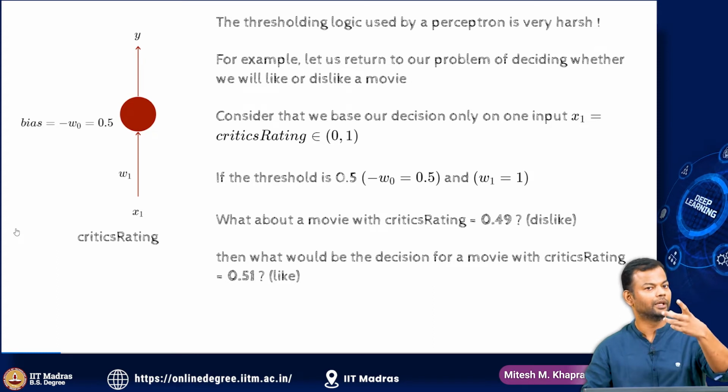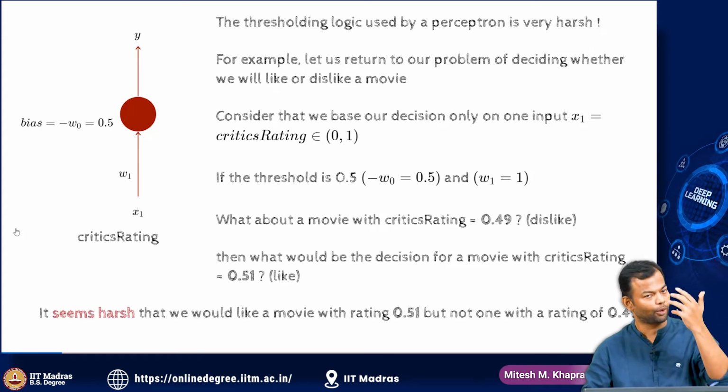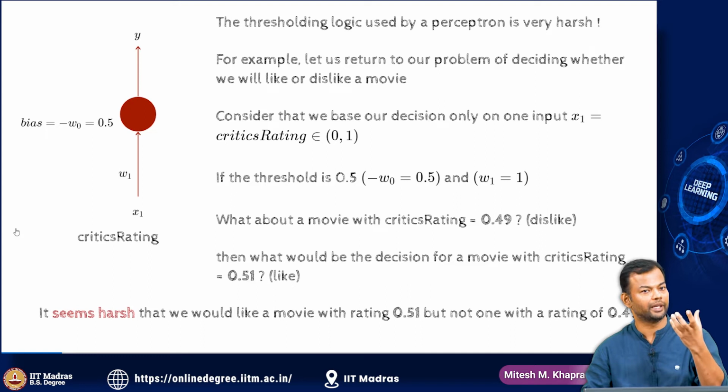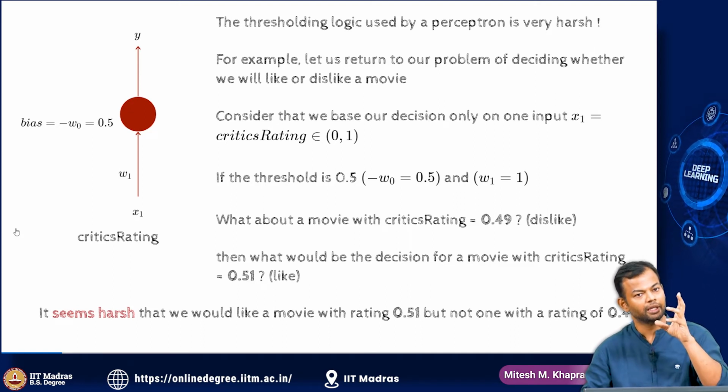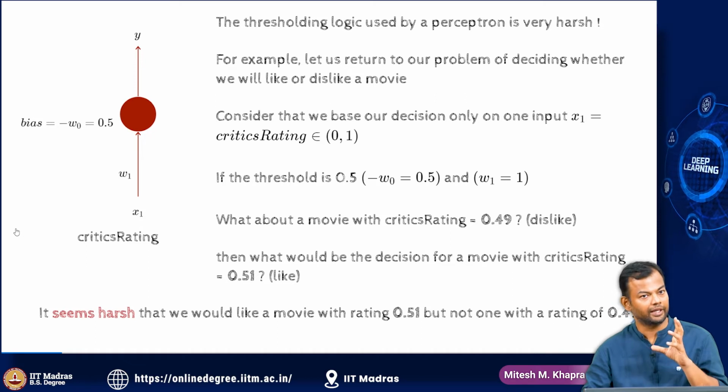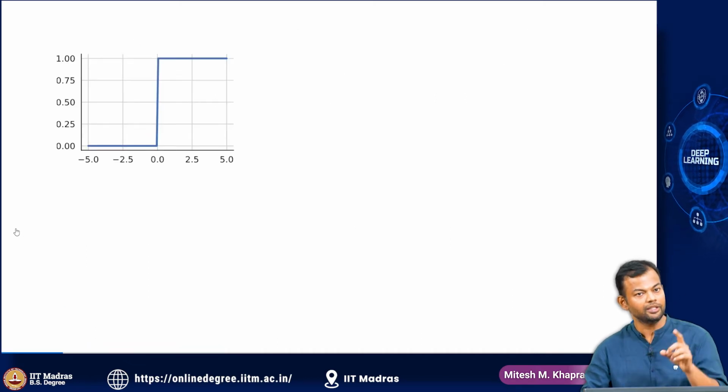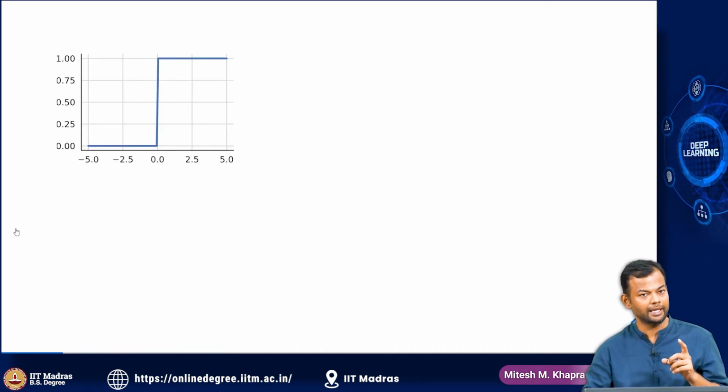That is not a characteristic of the problem that you have chosen. It's not about movie ratings, or about the way I have chosen this threshold or the examples that I have given. It's the nature of the function itself, right? And I'll tell you what I mean by that. So this is what the perceptron function looks like.